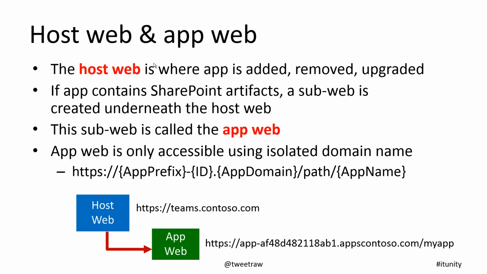So I've got this example that you can see on the bottom. Let's imagine for a moment that my host web, its URL is pointed to teams.contoso.com. So that's the actual URL to where the host web is located. But the app web that I have, which is called my app, has this really long, kind of goofy URL. It looks like it's got a hex string, it's got a completely different domain. It doesn't look like it has any reference at all to the host web.